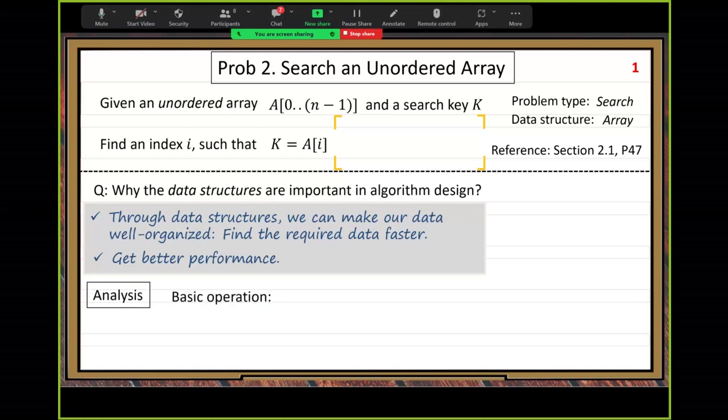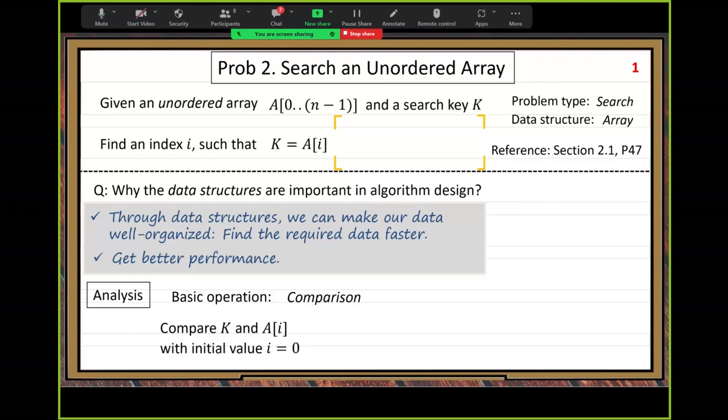All right. Analysis. The basic operation we used in this example, comparison. So here we do not do addition, we do not do multiplication. Here we need to do comparison. It's a search problem, so our main operation is the comparison operation. So we need to compare the given key, capital K, and any element in the array, A of I, and see if K equals A of I or not.